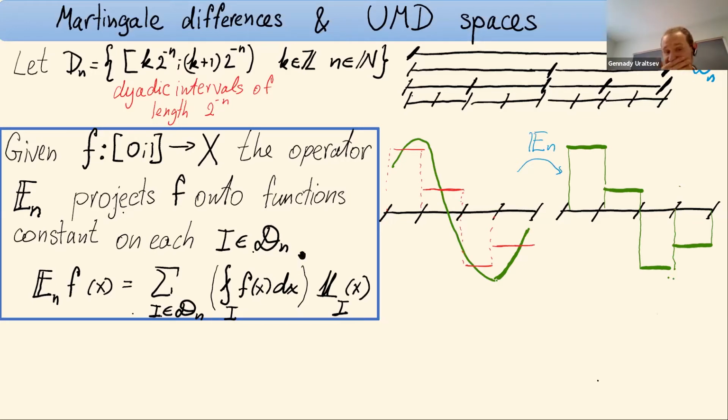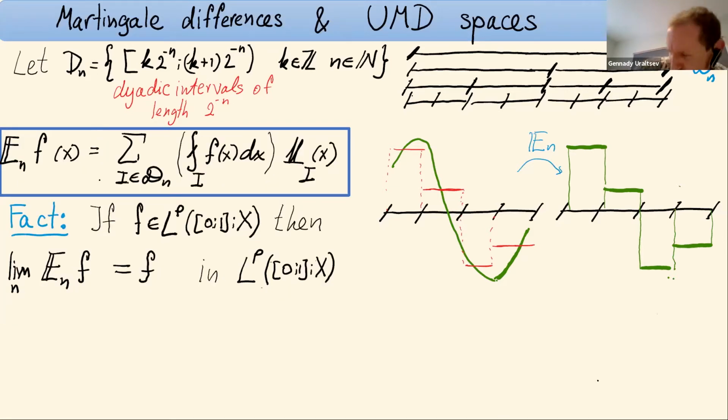Okay, so you can actually see that in the case in which X is a Hilbert space, that is an orthogonal projection onto the subspace of L2 functions measurable with respect to the sigma algebra generated by D_n. So the expression is, you just substitute whatever function you have by its averages over each interval.